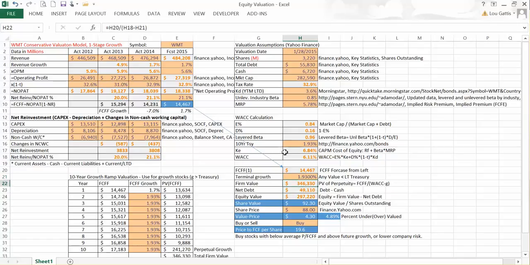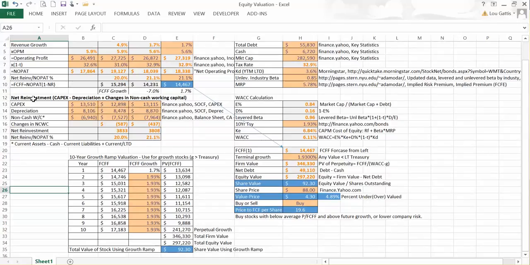Calculate the present value of all cash flows, assuming the first one is here, 14 billion. That 14 billion grows at 1.93% forever, and you want to discount that at 6.11%. You get the total value of the firm, subtract out debt, divide by number of shares, and you get an equity price.